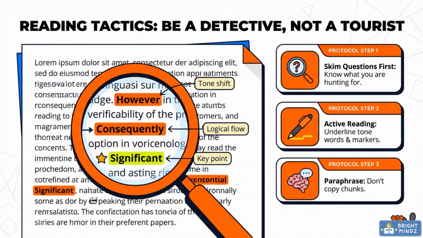When you face a reading passage in an exam, act like a detective, not a tourist. Start by skimming the questions so you know what clues you're hunting for. Then read actively. Underline contrast words like however, cause effect words like because, and emphasis words like significant or mainly. When you answer, paraphrase in your own words. Avoid copying big chunks. Show that you understood the idea, not just the sentence.